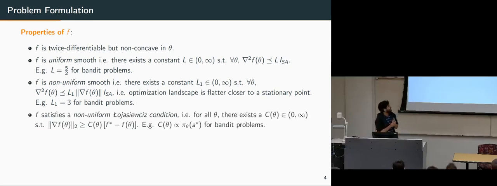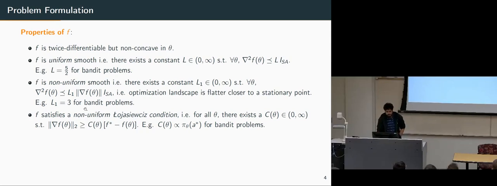The last type of condition that will be helpful for us is that this function f needs to satisfy a non-uniform Łojasiewicz condition. This is a gradient domination condition, so the gradient is dominating the suboptimality. Compared to the standard PL condition, you should notice that there is no square on the gradient norm. So it's a Łojasiewicz condition, but not the Polyak-Łojasiewicz condition that we know of.